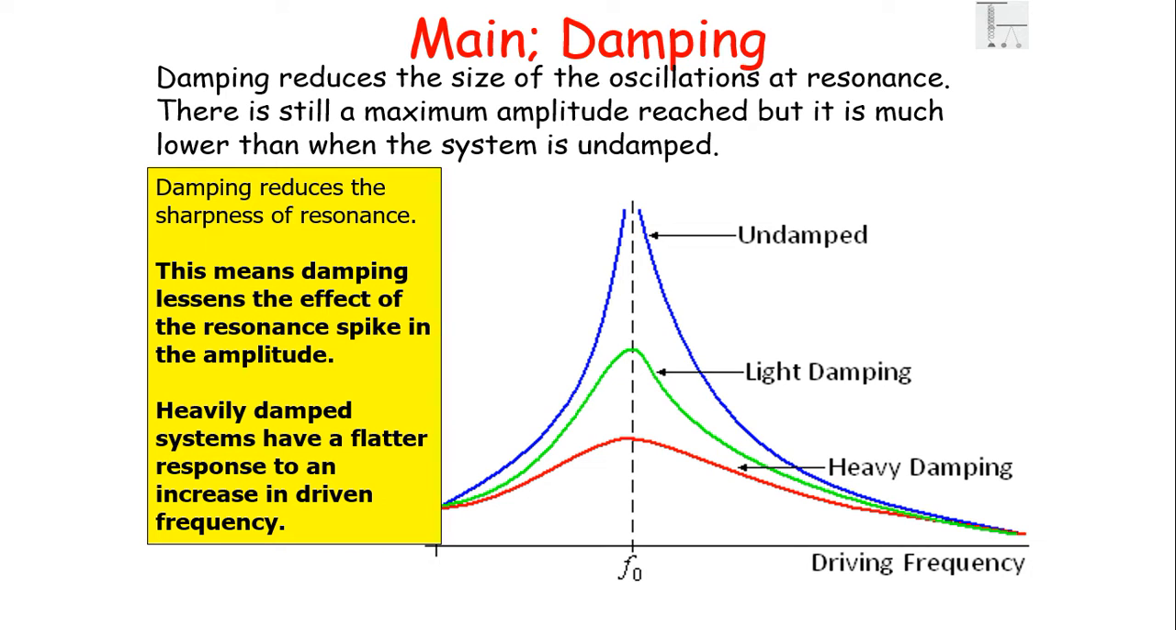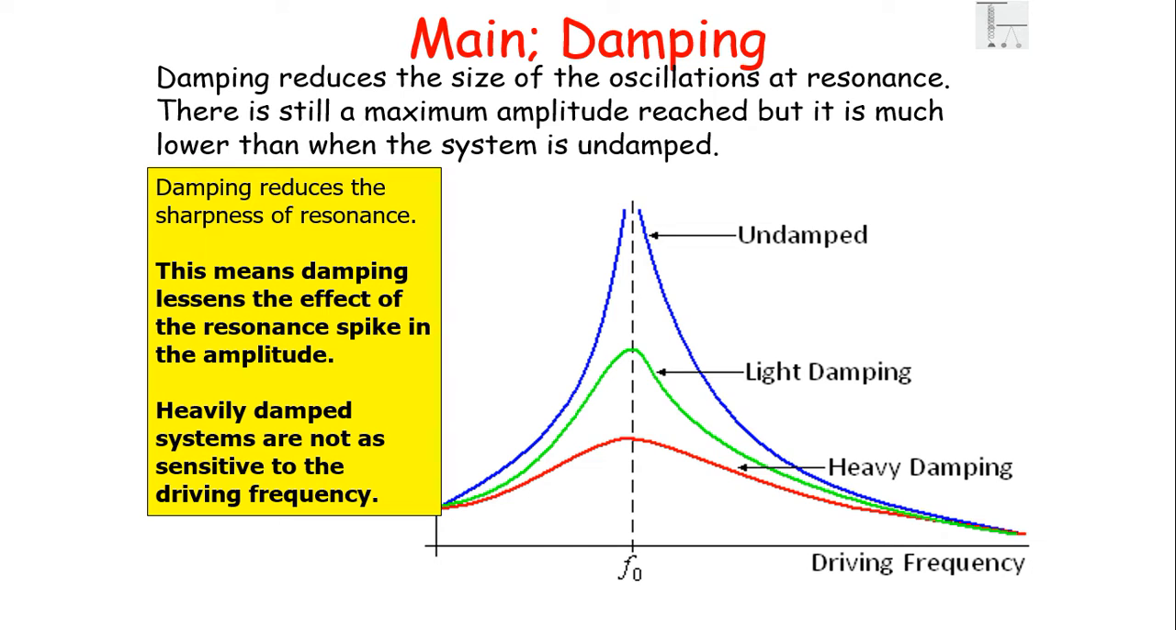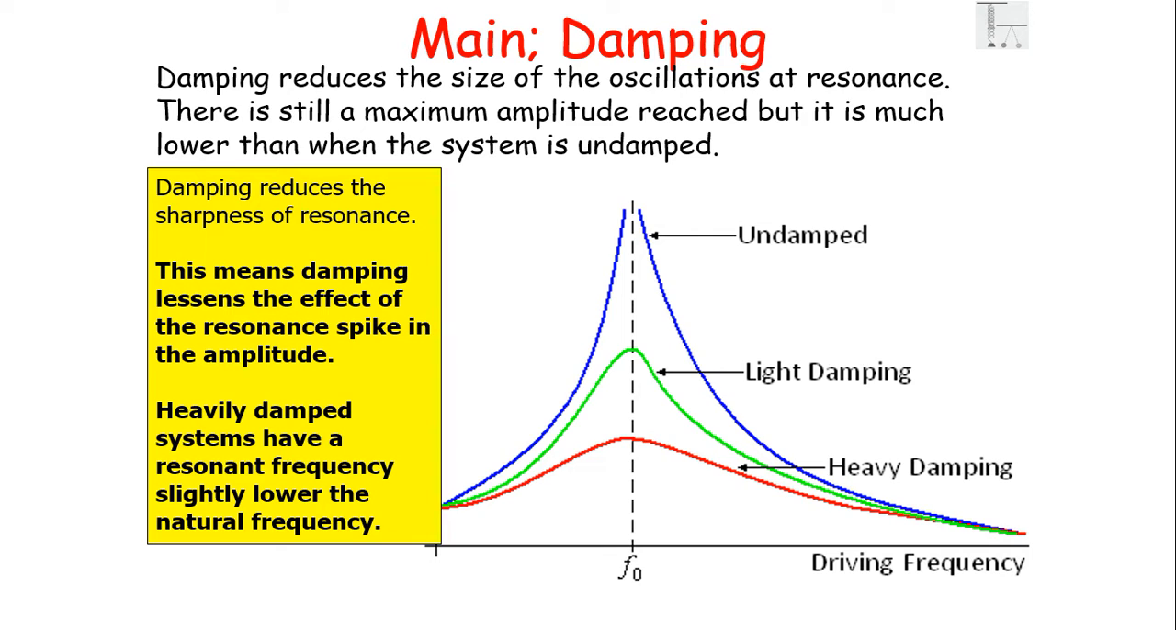What this means in essence is that the damping lessens the effect of the resonance spike in amplitude. So heavily damped systems have a flatter response to an increase in driving frequency. So the heavily damped systems do not increase their amplitude very much near the natural frequency. So they are not as sensitive to the driving frequency as undamped systems. So they will have a resonant frequency slightly lower than the natural frequency, which you can observe in this particular graph. You'll notice that whilst the graph has a smaller peak, it's flattened out, and the actual peak is slightly to the left of what it was when it's undamped.